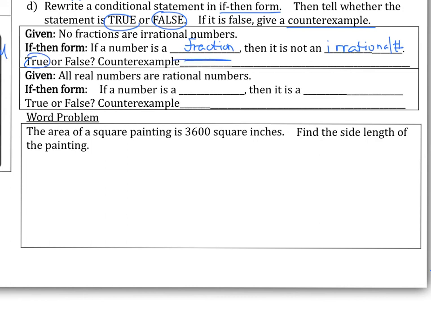Given, all real numbers are rational numbers. So if a number is a real number, then it is a rational number. This is false. A real number can also be irrational. So a counterexample would be the square root of 2 is a real number, but not rational.